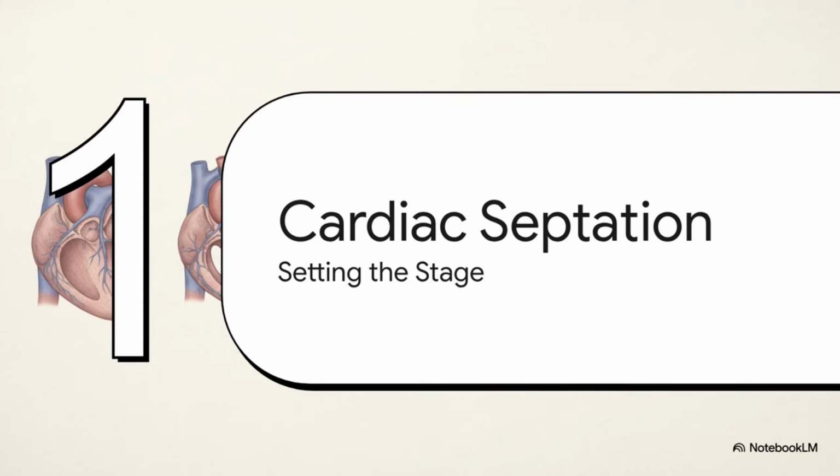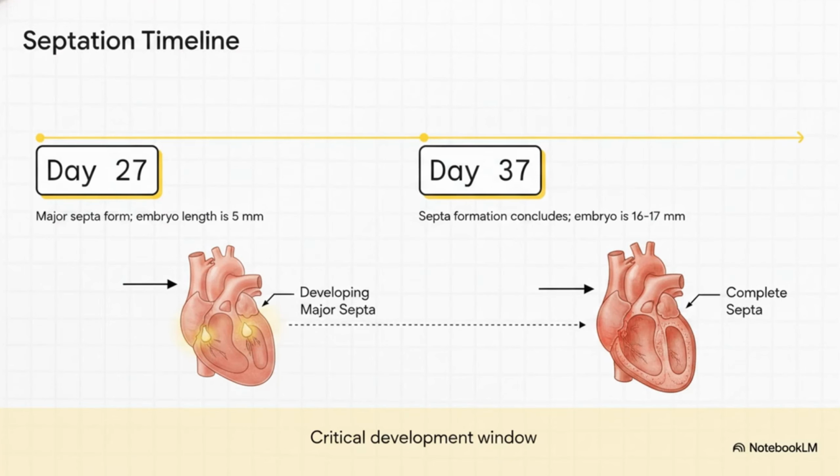Let's start by looking at the normal physiological mechanisms of how the heart divides, because we really have to master the baseline before we can understand the defects. To truly appreciate this process, you really need to understand the incredibly narrow developmental window we're dealing with here. The major septa of the heart actually form between the 27th and 37th days of development.